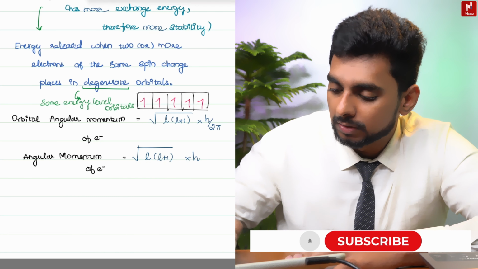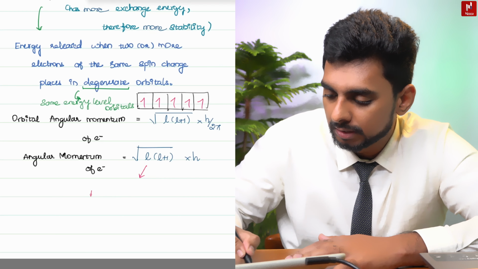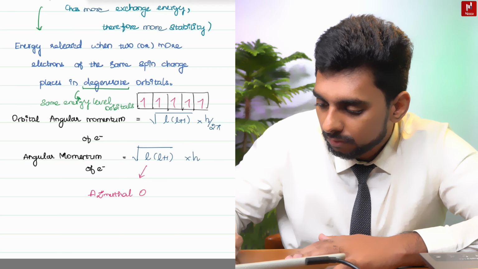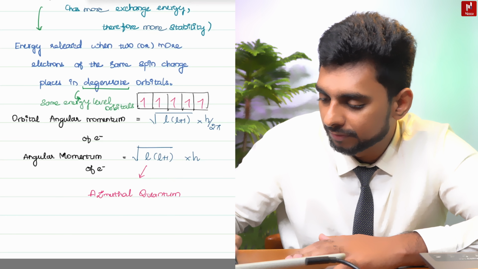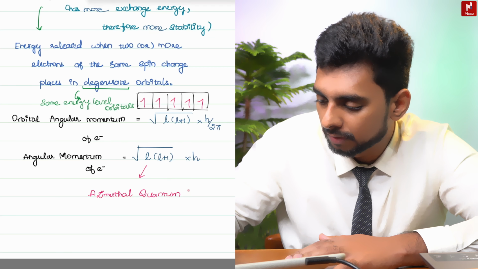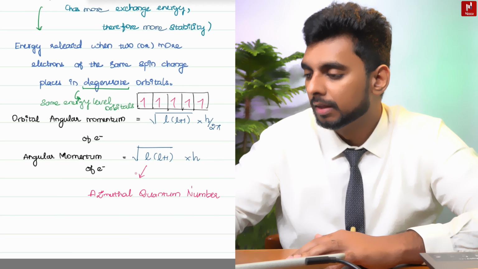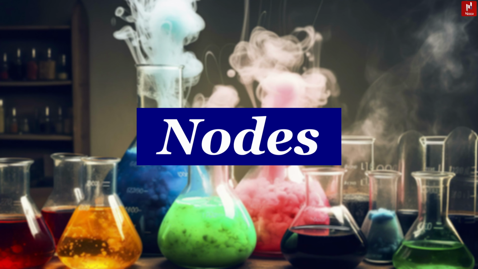Here L actually represents the azimuthal quantum number. You get questions from this formula, so we should learn this formula by heart. Azimuthal quantum number. Got it? This one has to be clear. Then we will see what is meant by nodes.